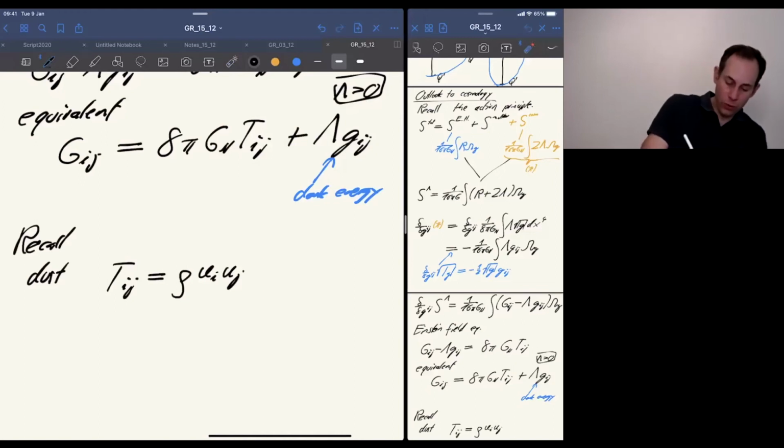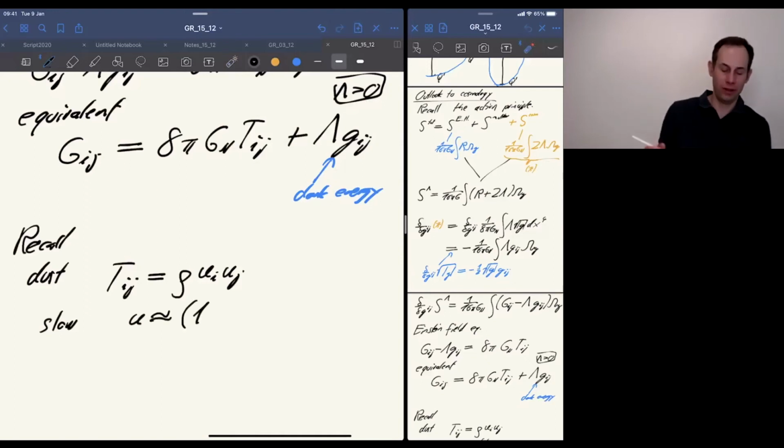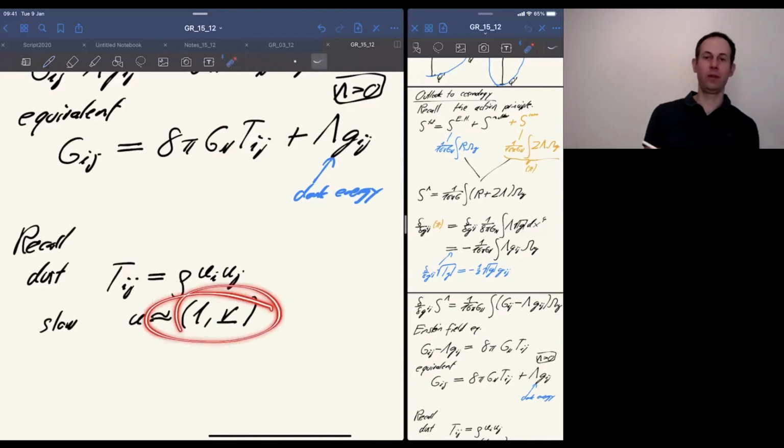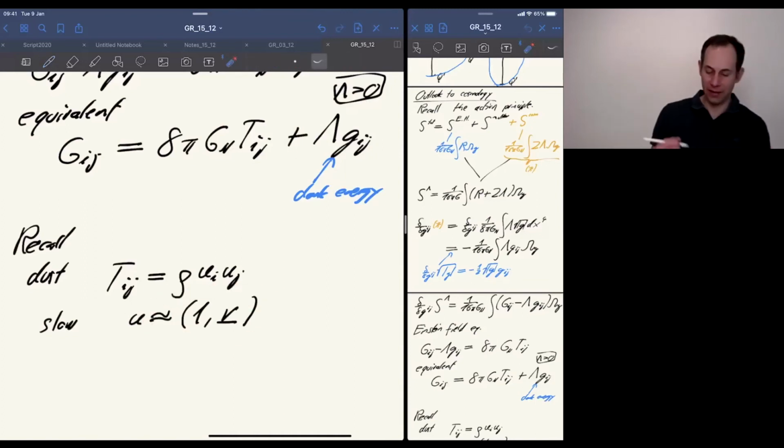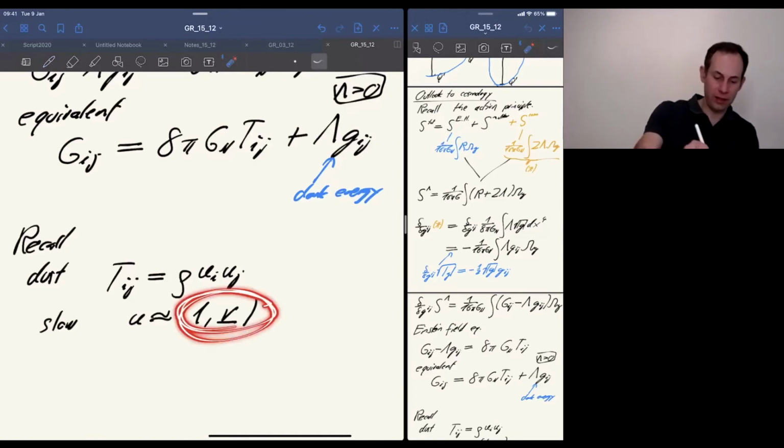Now, if they are slow, then this u is approximately, in an appropriate coordinate system, if I take space-time in Cartesian coordinates and so on, of the form (1, 0). I mean, if it's exactly not moving, it's (1, 0, 0, 0). If it's moving at a small velocity with respect to the coordinate system, then this u is something like this. Of course, it's not precisely like this. There are also these prefactors, 1 over the square root of 1 minus v squared and so on. But that's a good approximation of how this u looks.